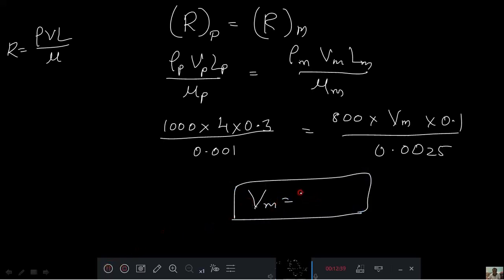The answer you will get here is 37.5 meter per second. Only that was asked, and the problem is over. We'll go to the next problem.